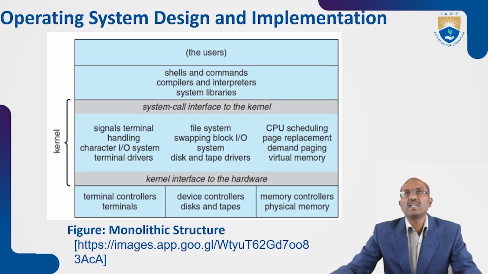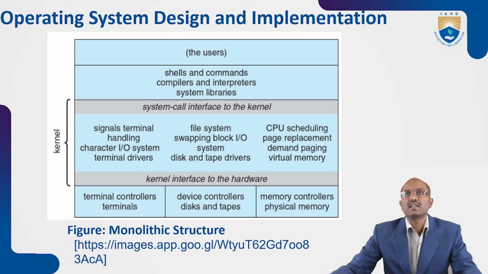So the main operating system design and principle is a form of the monolithic structure. The kernel is the internal part of the operating system. The kernel mainly interacts with the hardware. Above the kernel, there is a shell. The shell is a command interpreter. Shells and commands, compilers and interpreters, and system libraries are the outermost layer of the kernel.